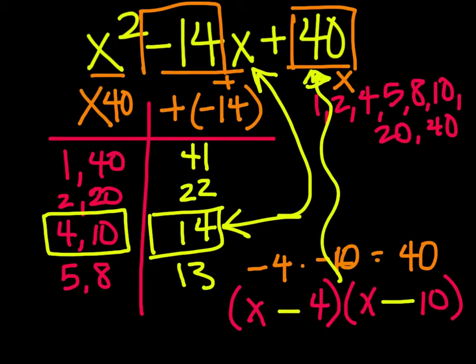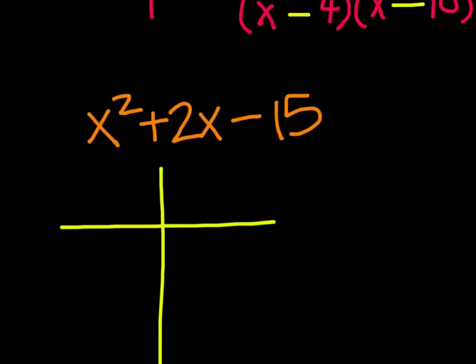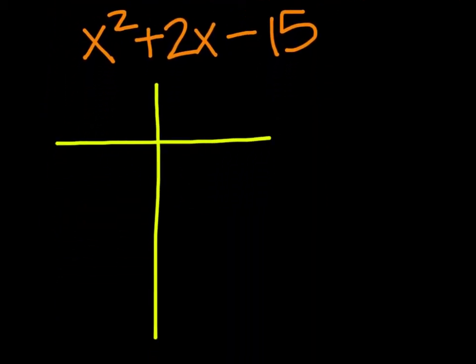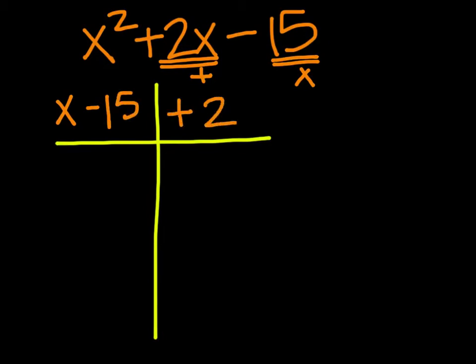And if we did FOIL, we could actually check and make sure that works. Let's actually do one more problem. x squared plus 2x minus 15. So remember, these numbers have to multiply, these numbers have to add. So we need multiplication to negative 15, and we need addition to 2.